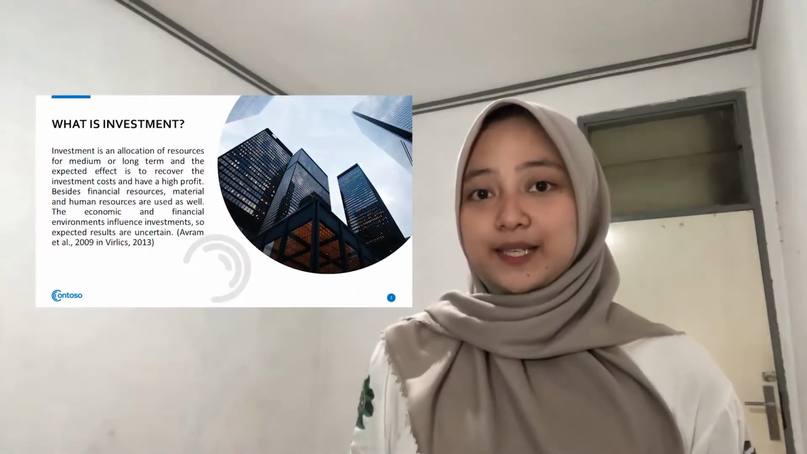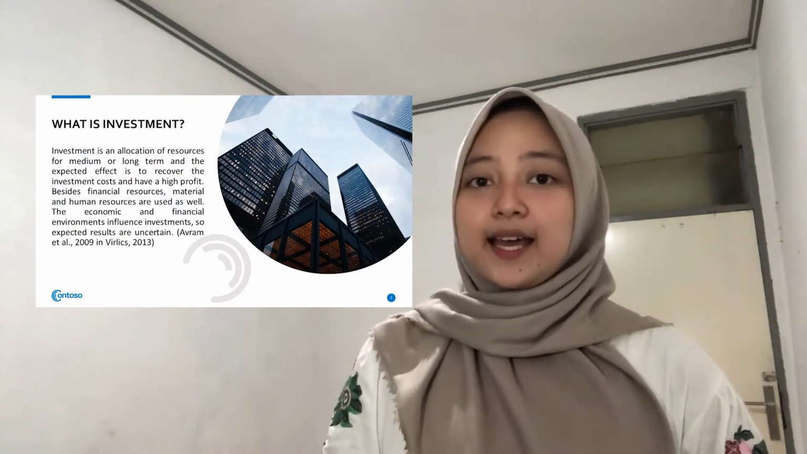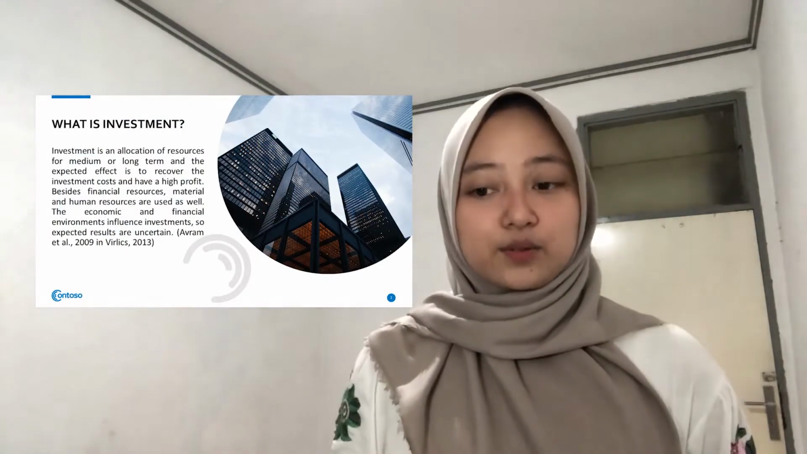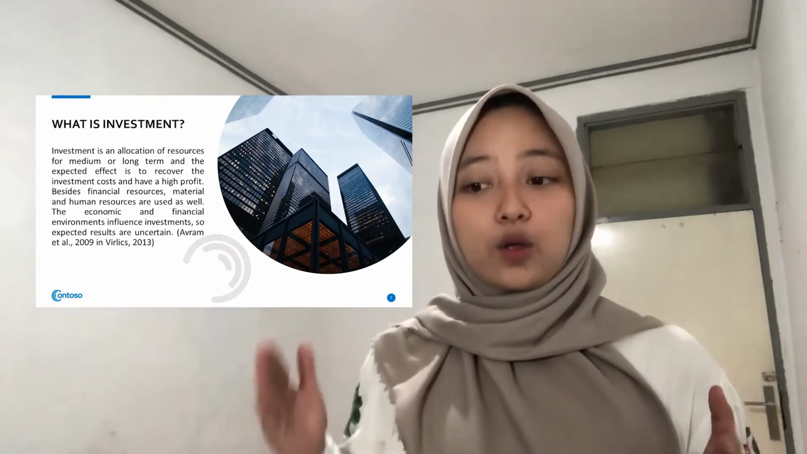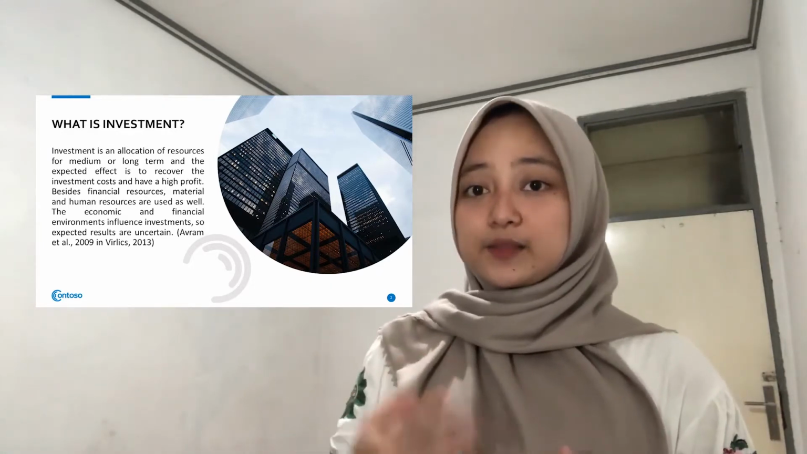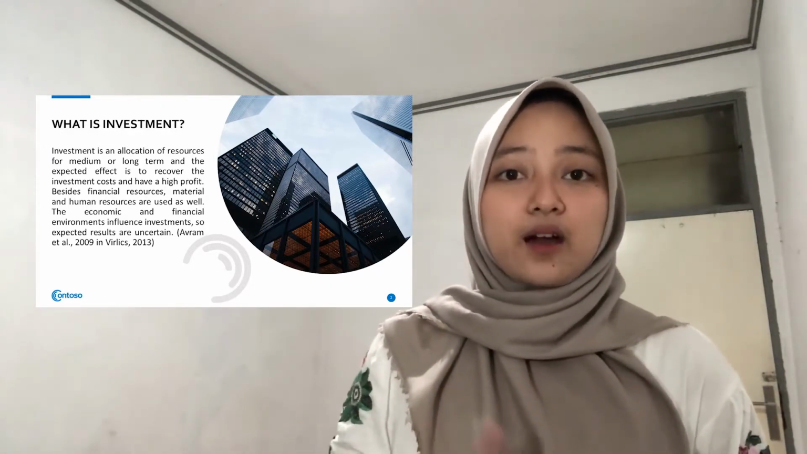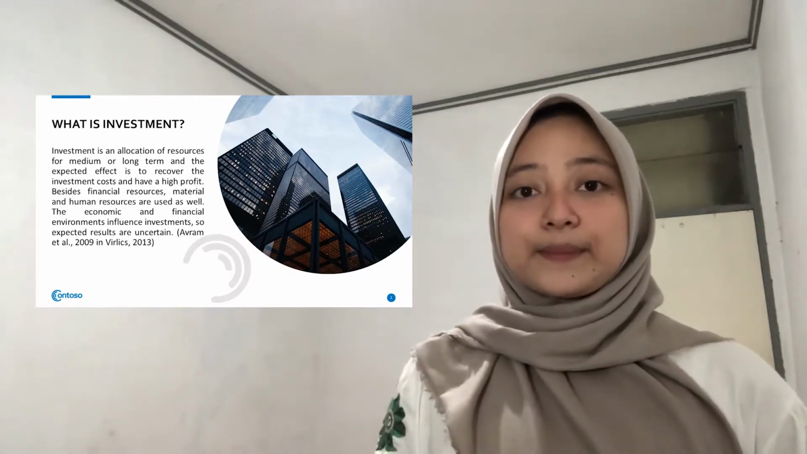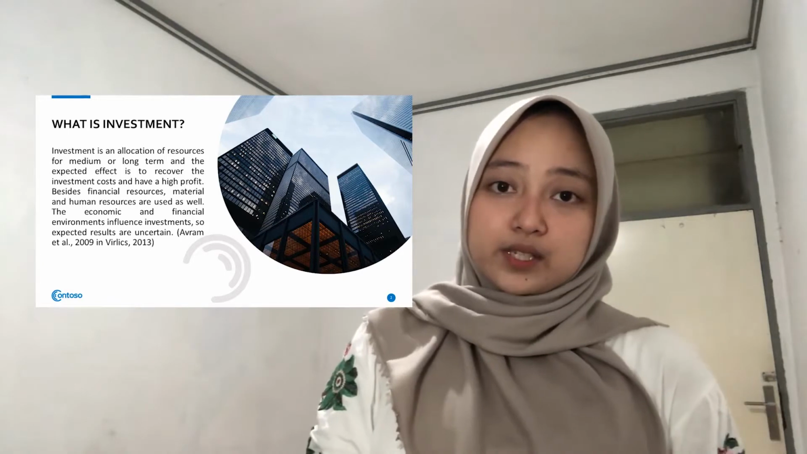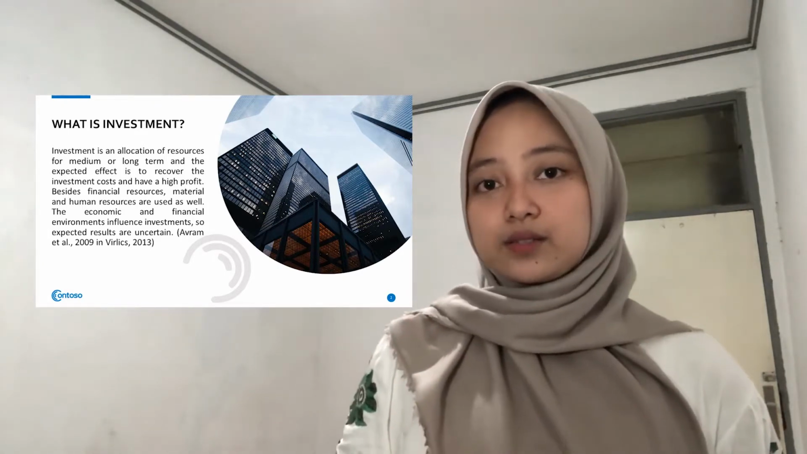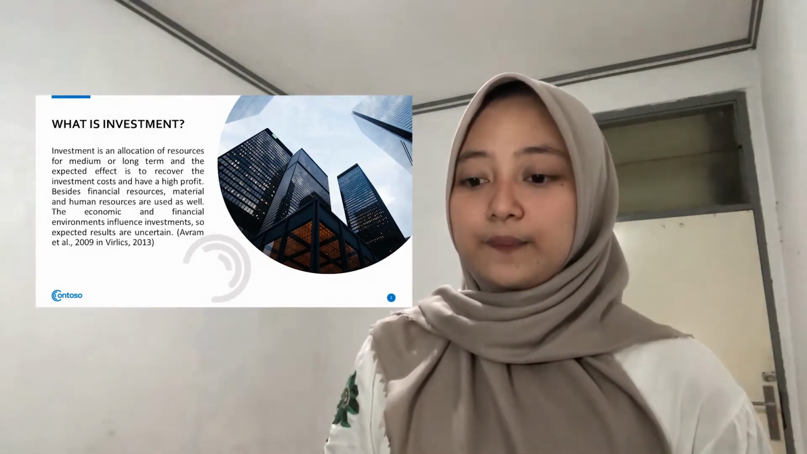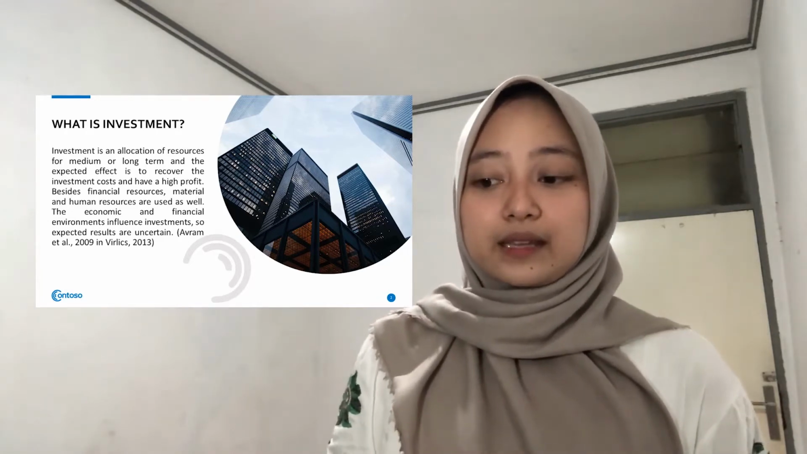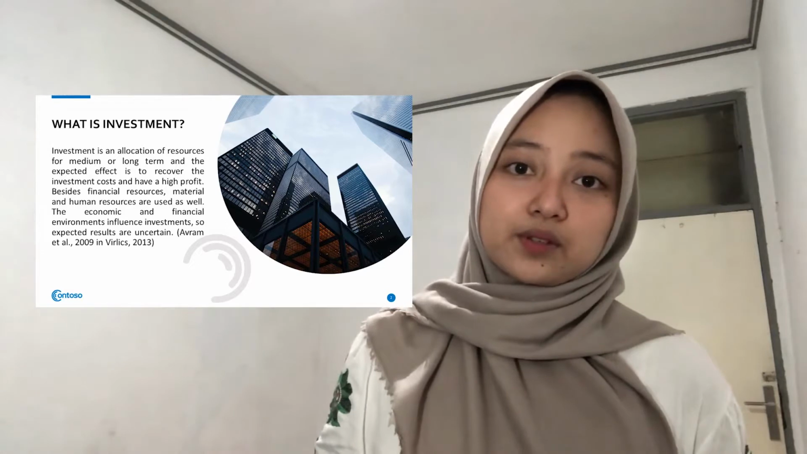What is investment? Investment is an allocation of resources for the medium or long term, with the expected effect of recovering the investment cost and having a high profit. Besides financial resources, material and human resources are used as well. The economic and financial environments influence the investment, so expected results are uncertain.